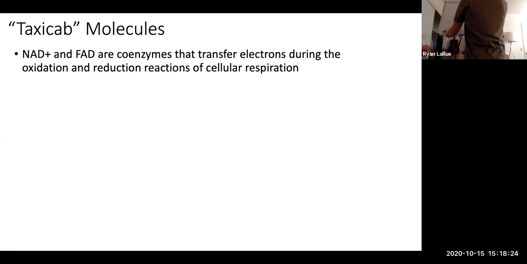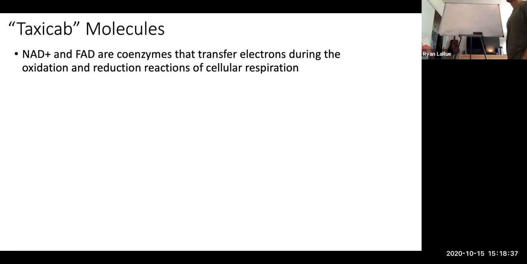So last time we talked about coenzymes and cofactors being involved in chemical reactions by assisting enzyme function in some way. Cofactors were helping substrates bind, and really we're going to learn here why coenzymes, namely these two, NAD plus and FAD, assist reactions of cellular respiration by acting as like these taxi cabs.